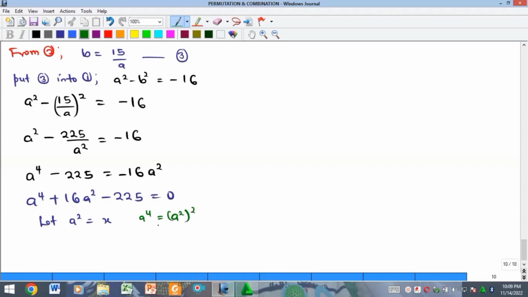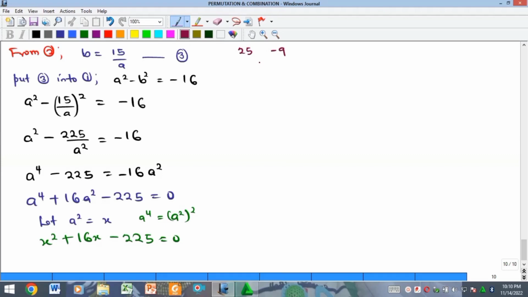So that means I am going to have x squared here, that's the whole of this, plus 16x, then minus 225, and that is equal to 0. So we can solve this quadratically now, and to do that we can use the factorization method. Our c here is minus 225, a here is 1. So if we factorize, the two numbers will be 25 and minus 9.